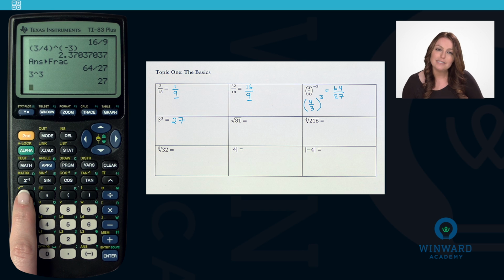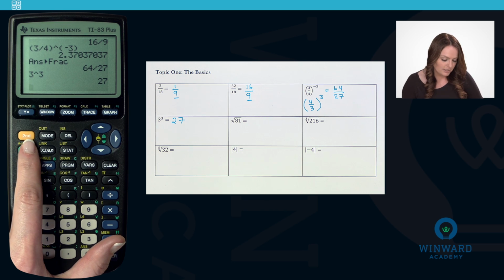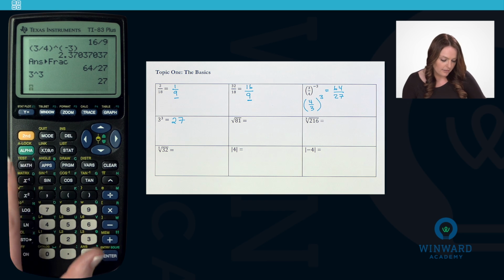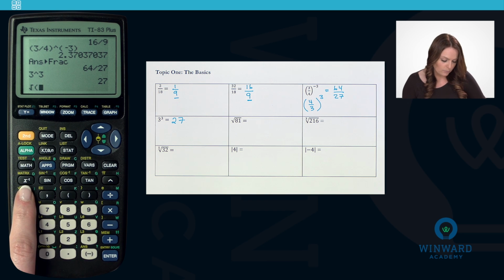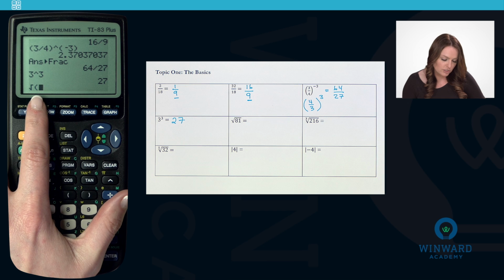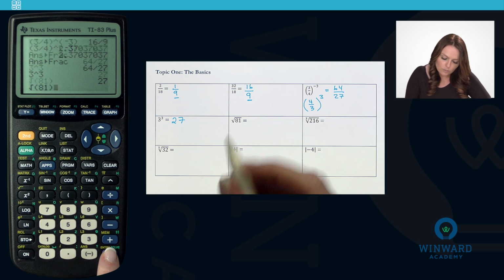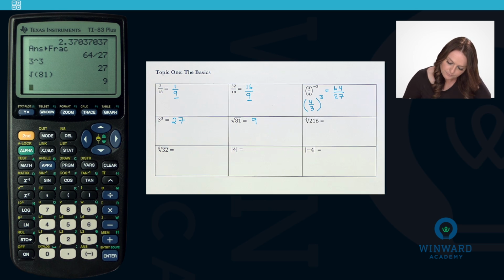Notice up here, there's this yellow second button, right? So they will go together. If first you press second, then you press the x squared button, it's going to register the square root symbol. So second x squared is the same thing as pulling up that yellow square root. Now we can just type 81, close parentheses, equals 9.